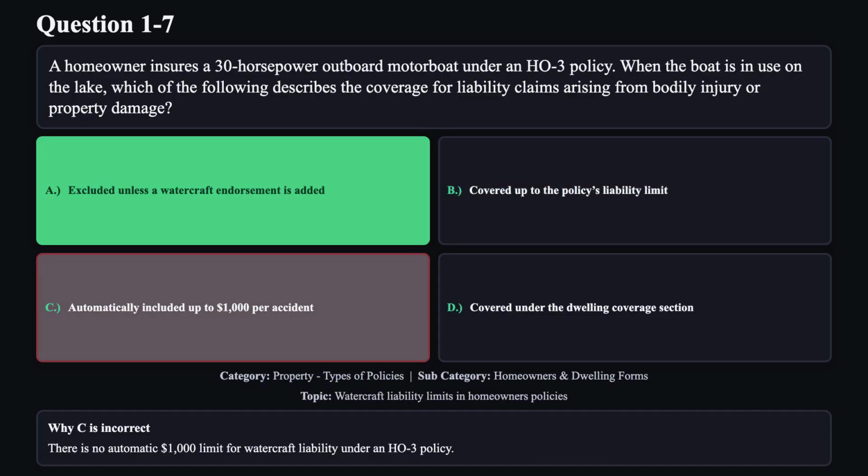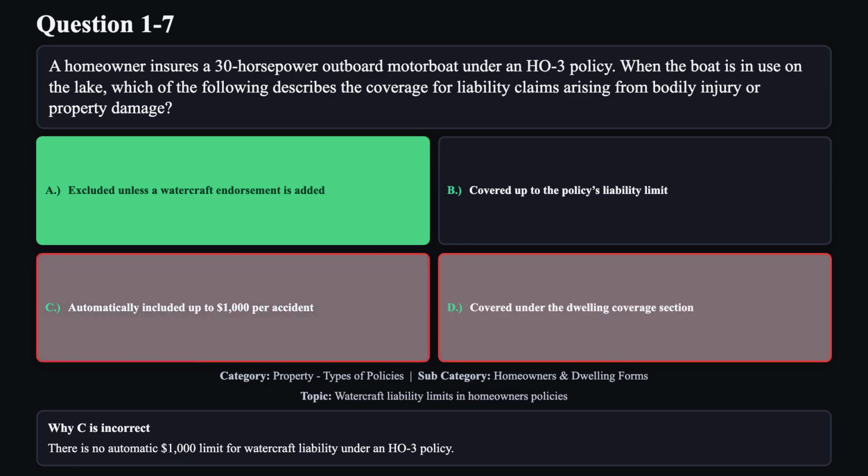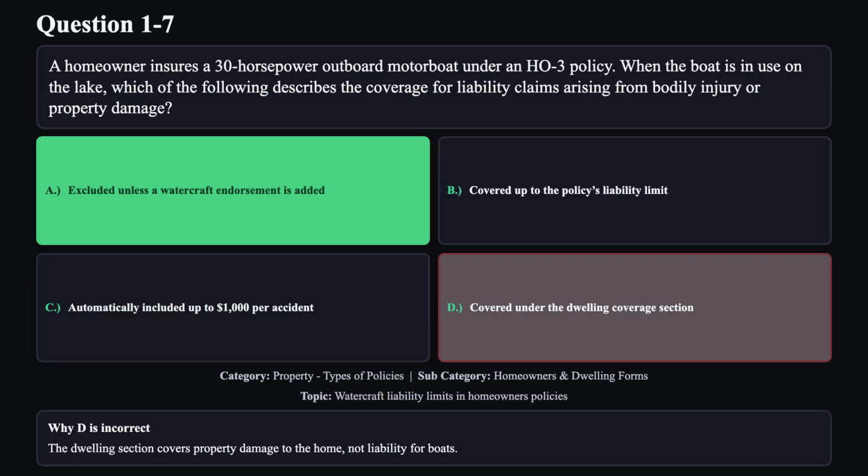Reason C is not correct. There is no automatic $1,000 limit for watercraft liability under an HO3 policy. Reason D is not correct. The dwelling section covers property damage to the home, not liability for boats.